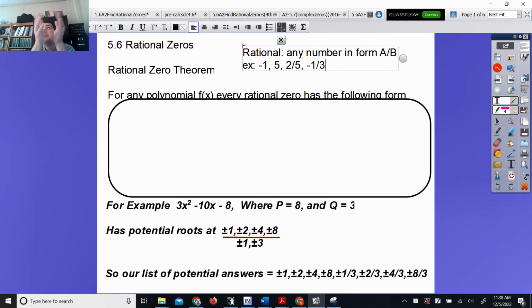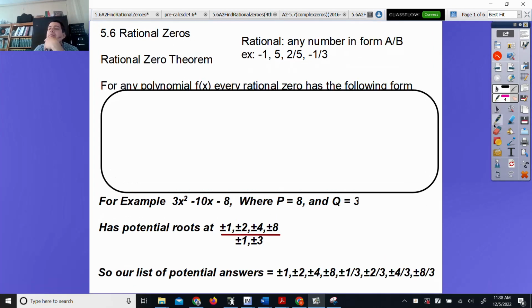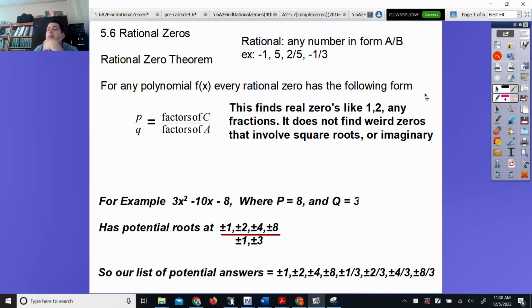And this is rational zero theorem, so it finds rational zeros, or at least it gives you a list. For any polynomial f of x, every rational zero has the following form. You don't have to write all the text off to the side, but you should definitely write this down. P over Q, which is factors of the constant divided by factors of A. Constant's the back of the bus and A is the front of the bus, kids.